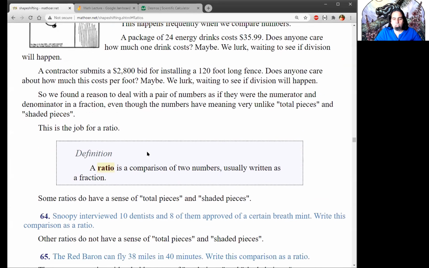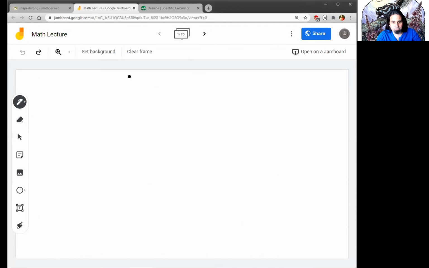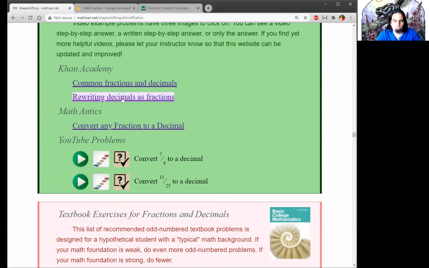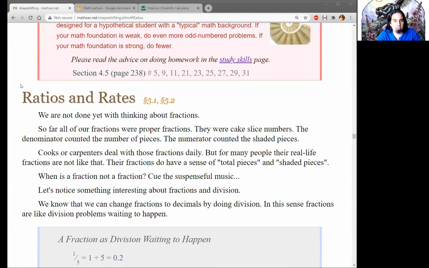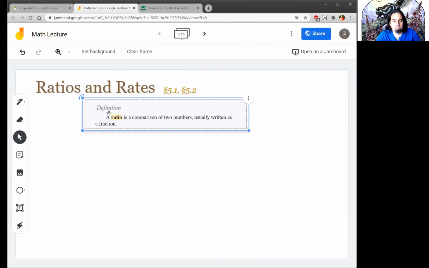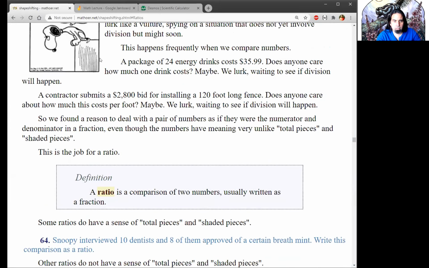So that's the job for a ratio. A ratio is a comparison of two numbers, usually written as a fraction, and since we have a good definition, I am going to put it on the Jamboard because that's the kind of thing we should do. So in our previous examples, we could take the energy drinks.